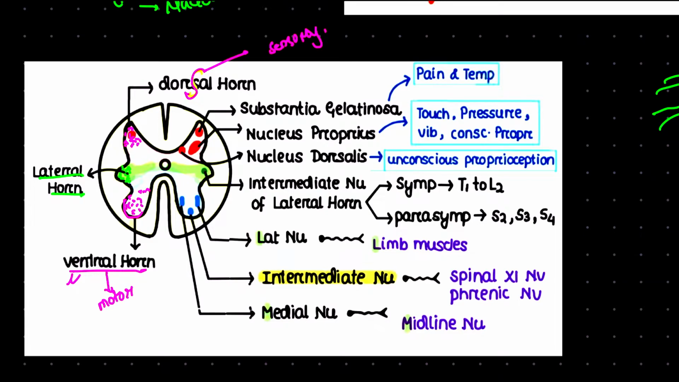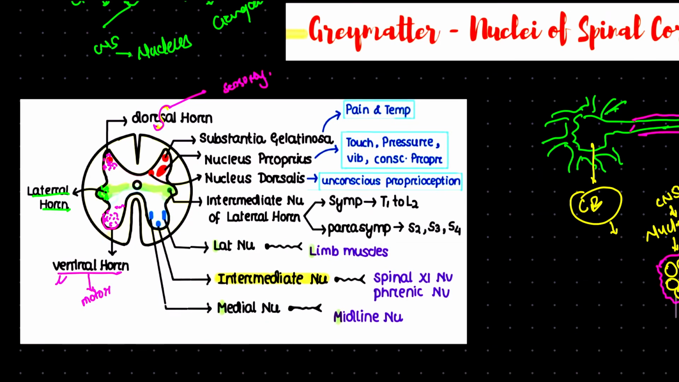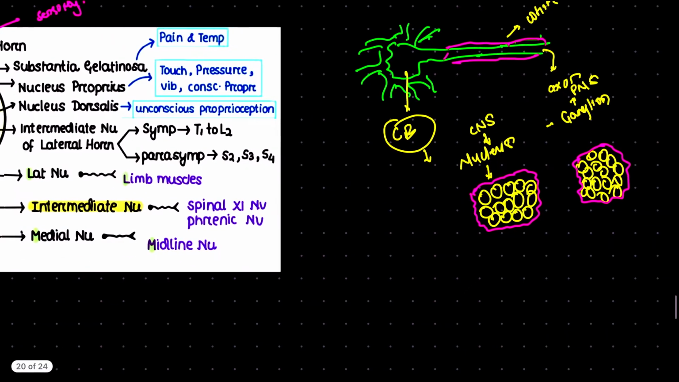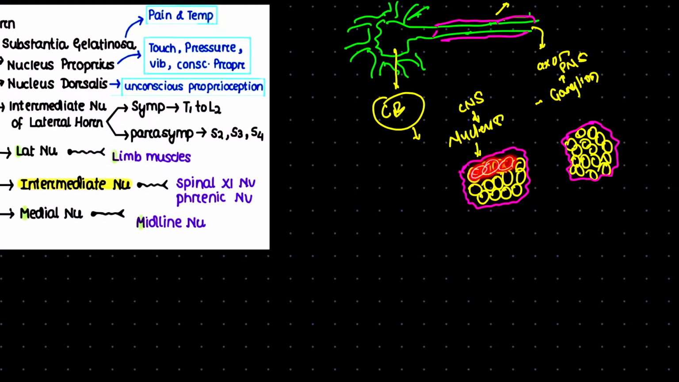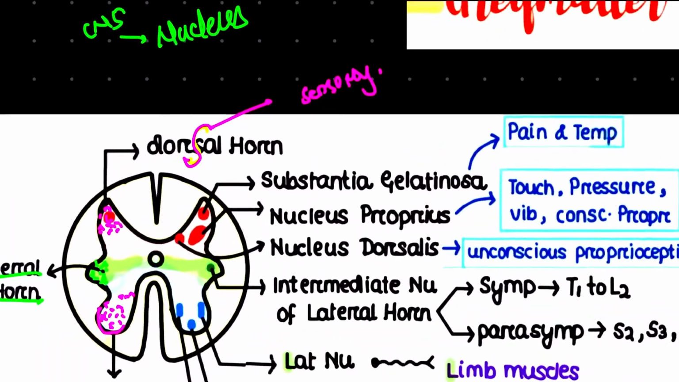Okay, now what we need to do is go individually into each horn, and find out what nuclei are present within these horns. Yes, we talked about nuclei. What are nuclei? These are cell bodies, a collection of cell bodies in the CNS.